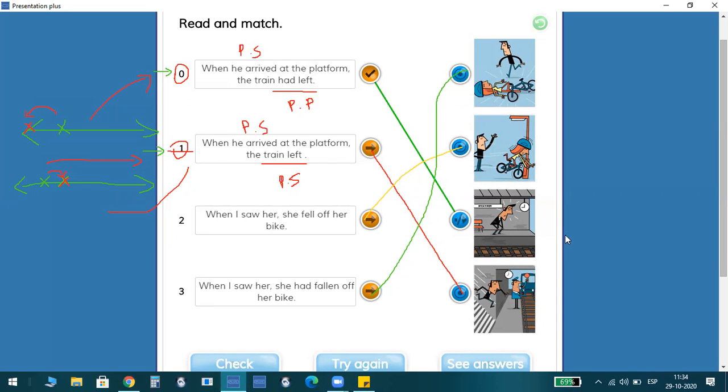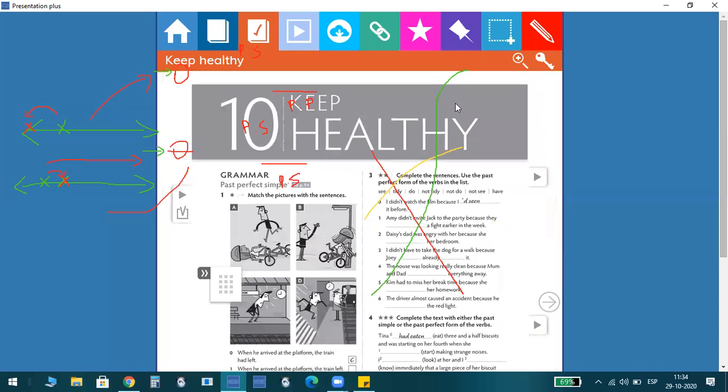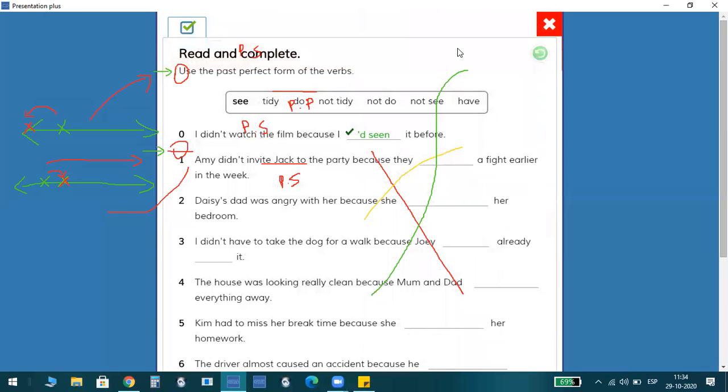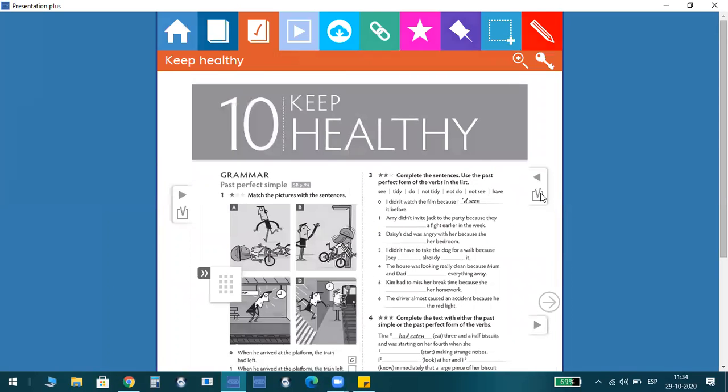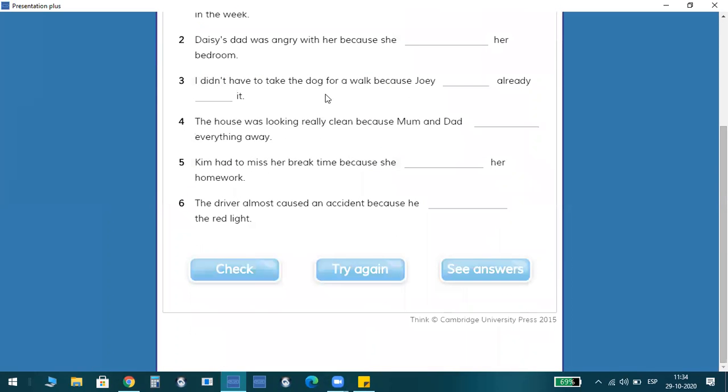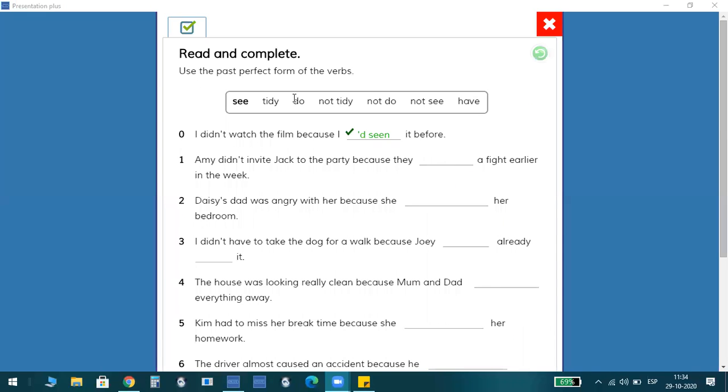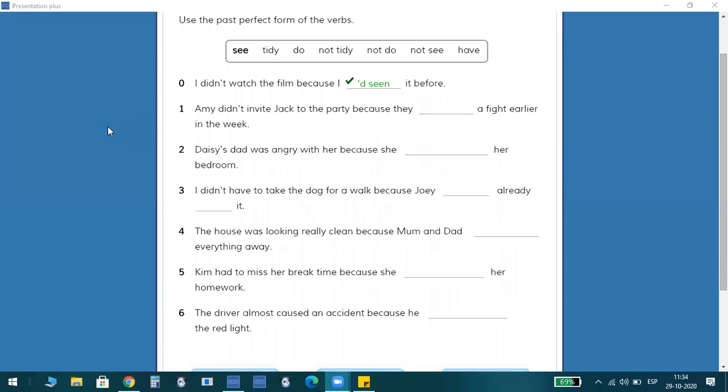Righty. And we are almost on time. Let's kick it with number 3. By the way, this is page 90. All right, this one says, complete with the past perfect from the verbs. Past perfect only: see, tidy, do, not tidy, not do, see, have. Let's complete. All right, Mr. Towers, what about number 1?